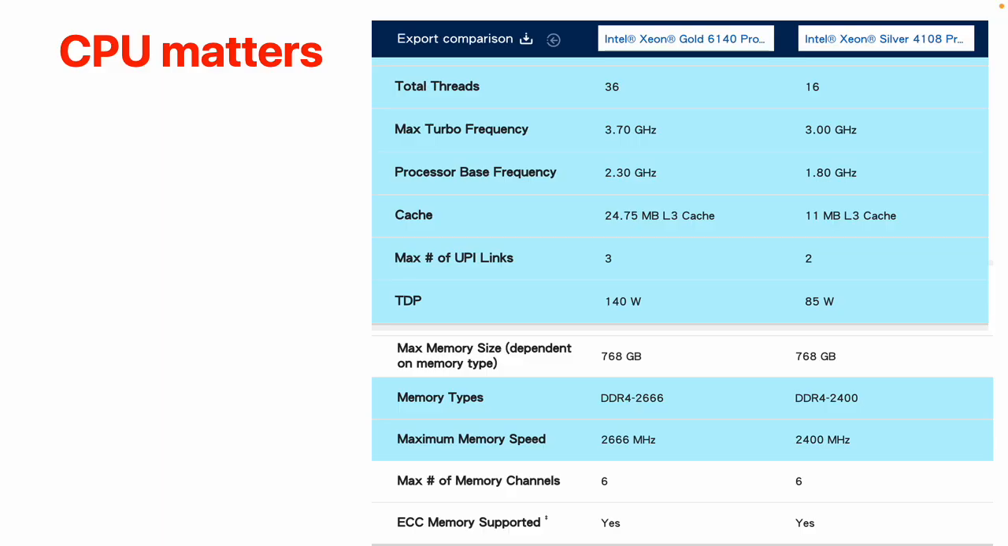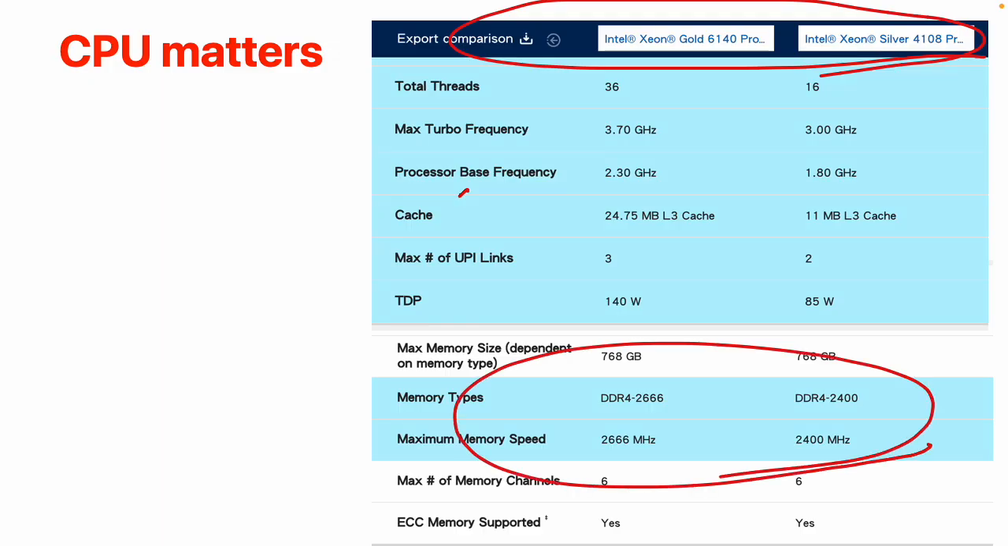Recently I'm thinking about upgrading one of the oldest machines in my lab, and I started to look at some of the specs. It turns out that even for the same generation of processor, like these two processors, the memory speed that you can support is different. The reason is just because the frequency of the processor cores is different.